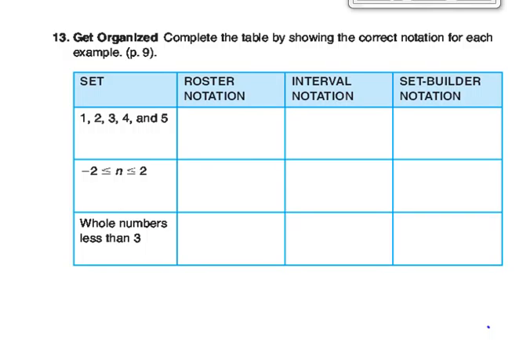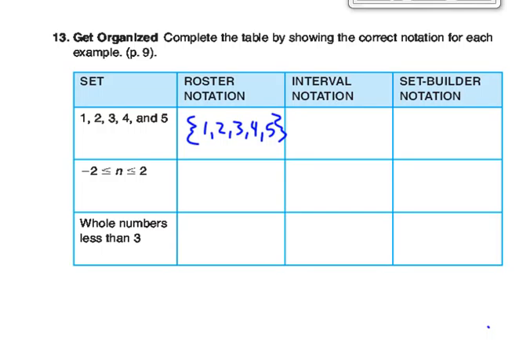So when we take a look at this, these are different types of ways that we can write these problems. The first one is roster notation. Roster notation is actually listing these things out. So I've got the numbers 1, 2, 3, 4, 5. Well, I can list those. And that's roster notation.